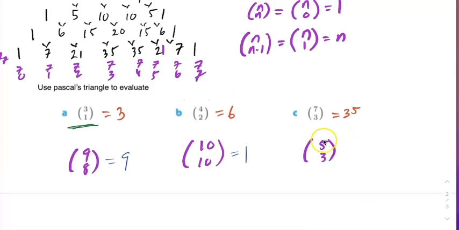So how do I do 5, 3? I have to look at my table here. This would be 5, 0, 5, 1, 5, 2, 5, 3. So it's just going to be 10. And that's how you use Pascal's triangle. And that's the lesson.